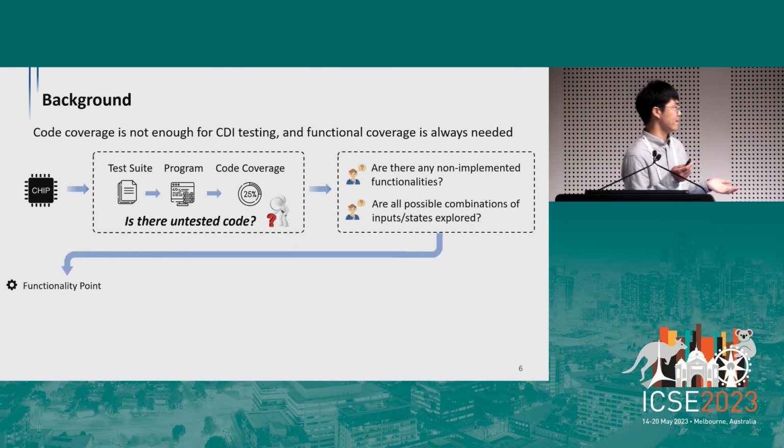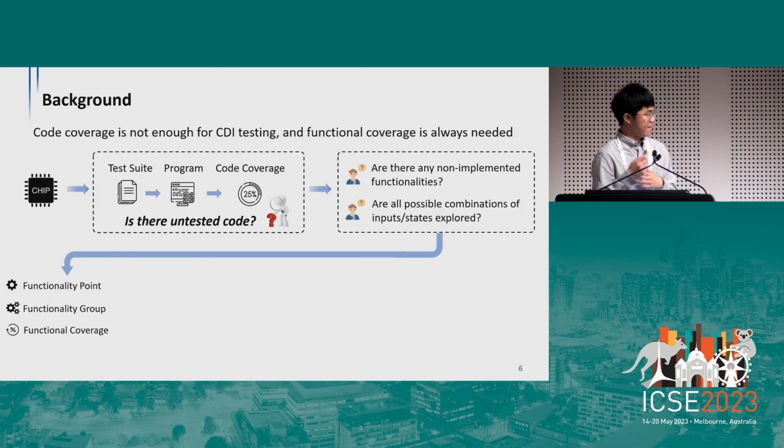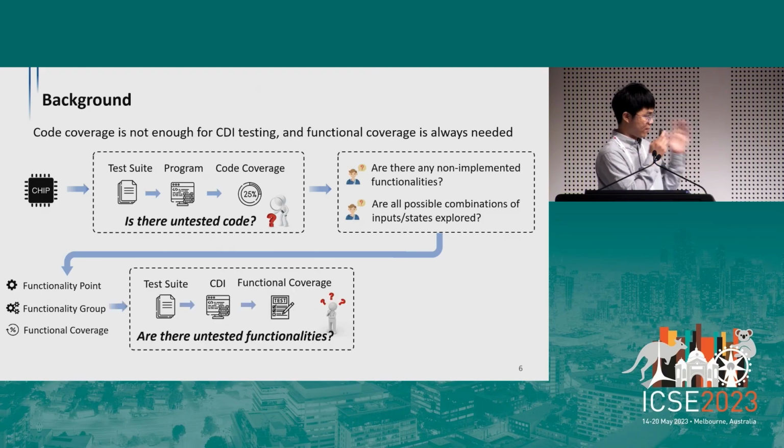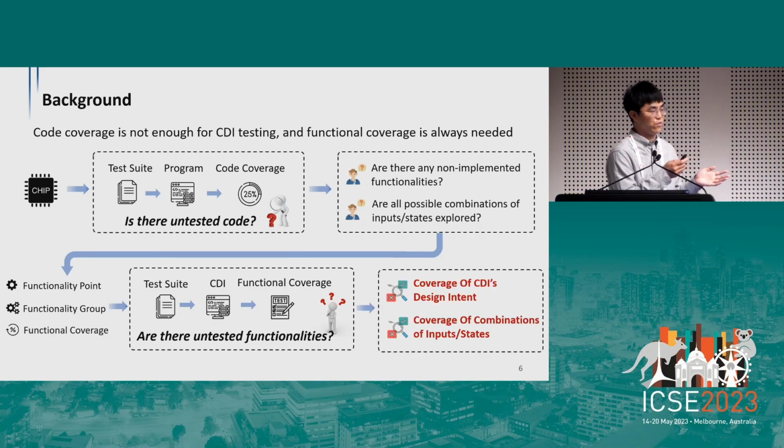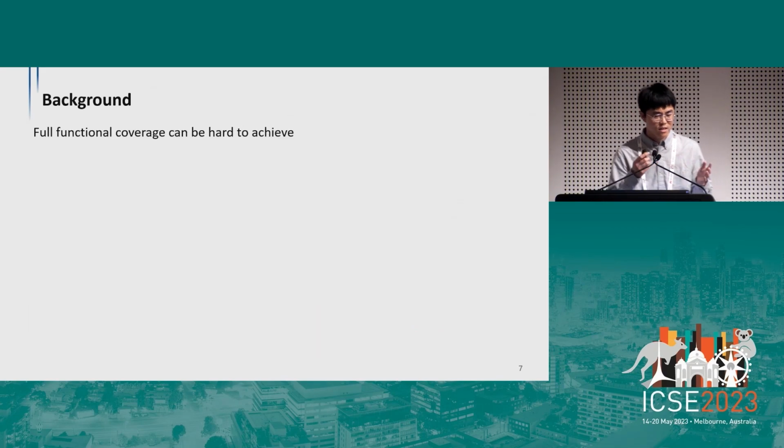So in CDI testing, the testers define functionality points. A functionality point measures whether a specific functionality is tested by the given test suite, and similar functionality points belong to the same functionality group. The functional coverage measures the percentage of covered functionality points during testing. So with functional coverage, we can know whether there are untested functionalities, and we can know the coverage of the CDI's design intent. But achieving full functional coverage can be really, really difficult.